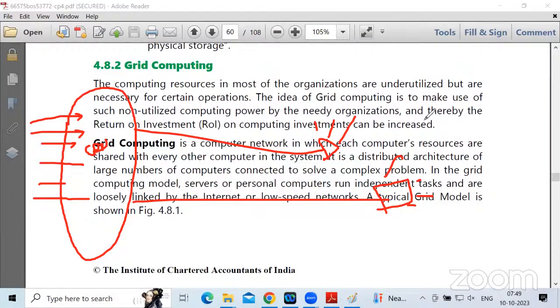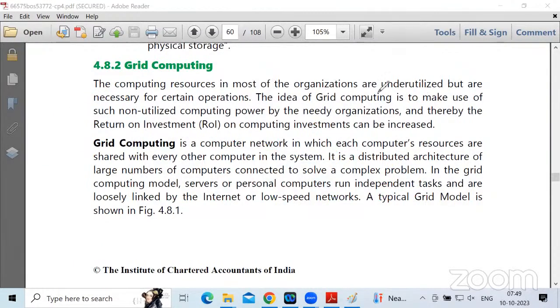Same pattern, you have the computer grid. So what is this computer grid? It's a computer network in which each computer's resources are shared with every other computer in a system. So what do you mean by this? Suppose you are having 100 computers in a network. 1, 2, 3, like that, 100 computers are there. Now all the 100 computers will not be operating simultaneously.